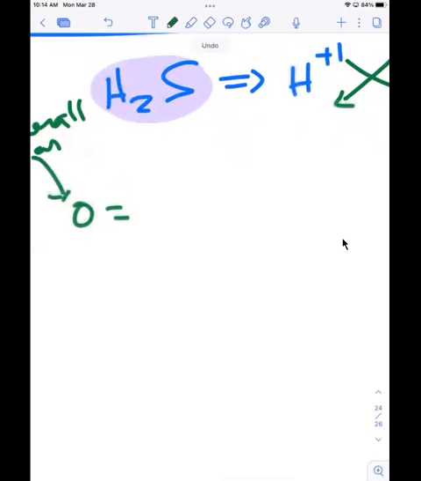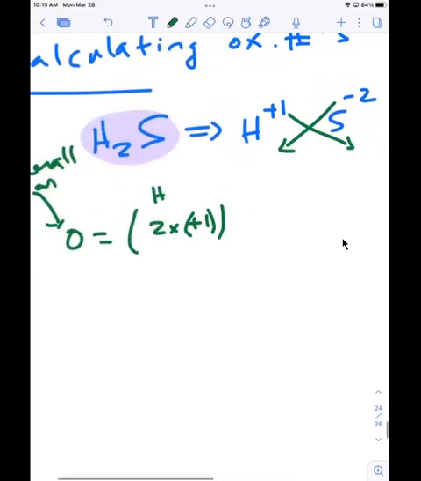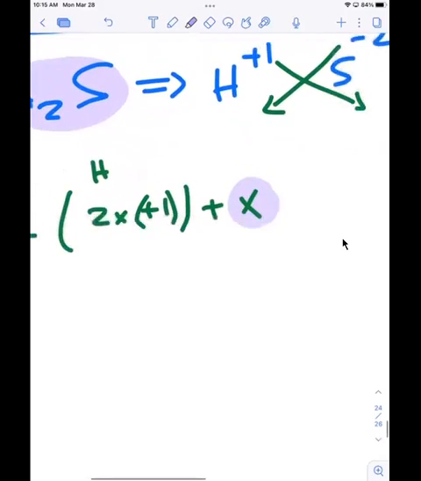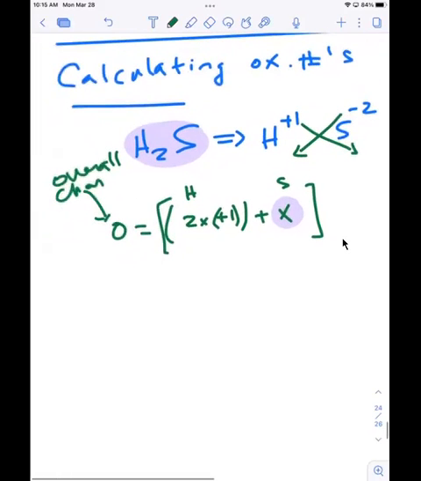So we're going to say that this is, for hydrogen, 2 times +1. It's important to keep that charge in there, right? And it's going to be plus X, because we don't know what sulfur is. And this is for sulfur. But we can solve for it, right? So that's going to be 0 equals 2 plus X. Is that right?